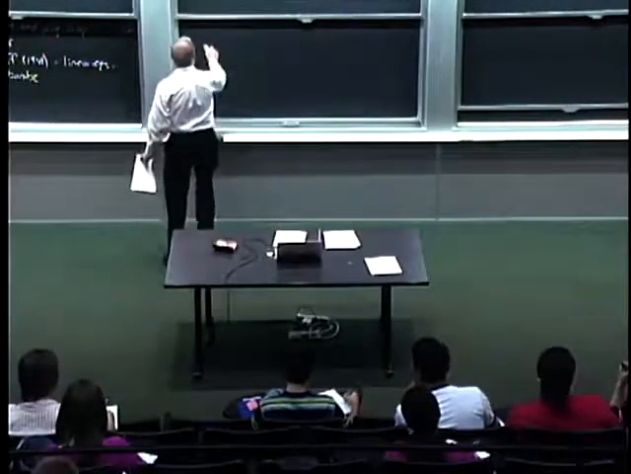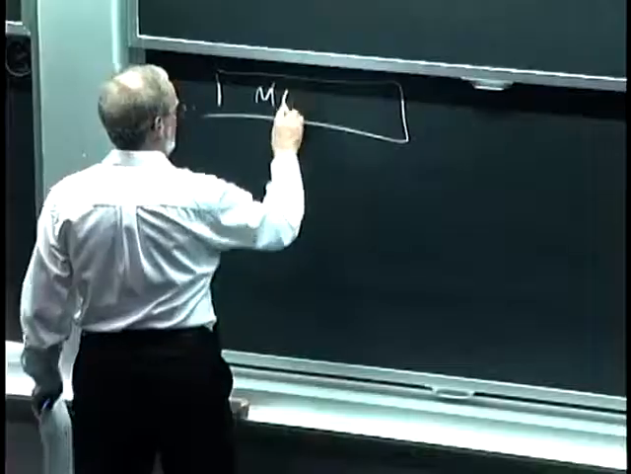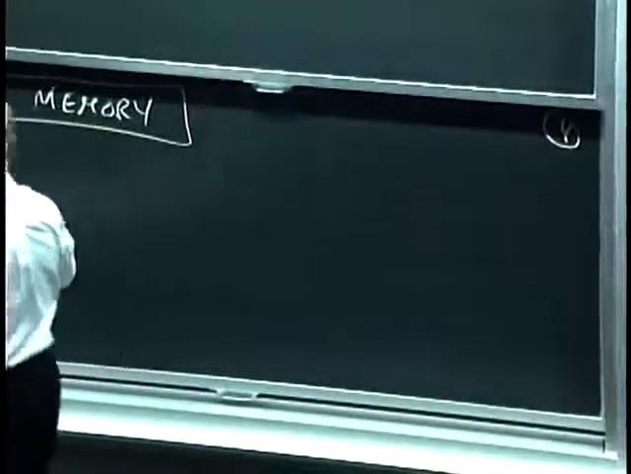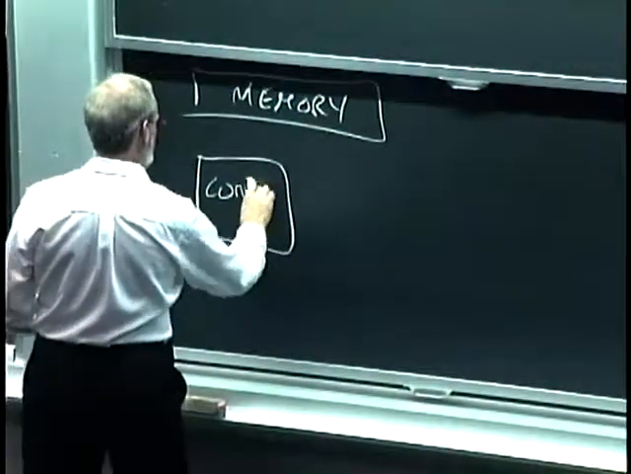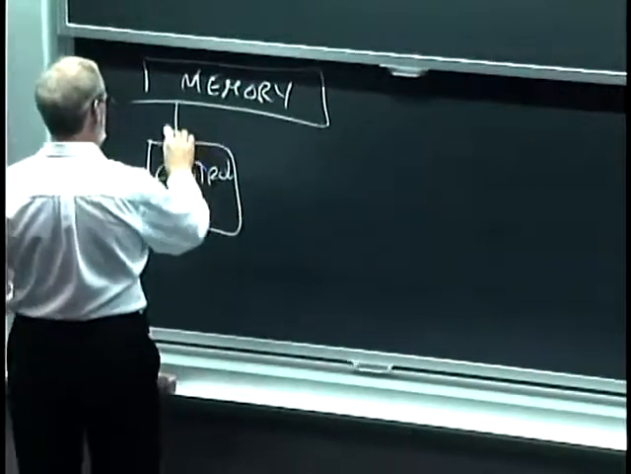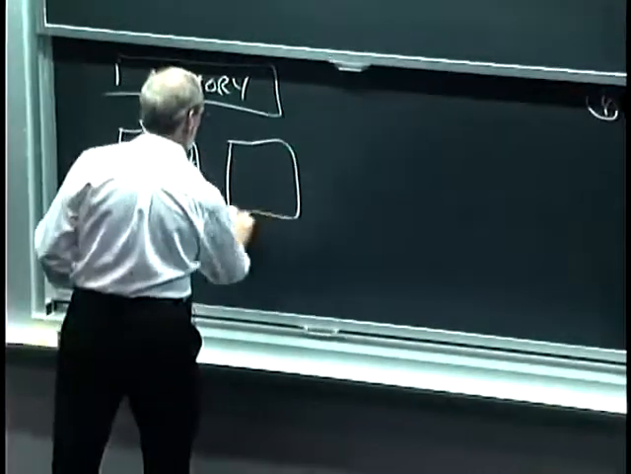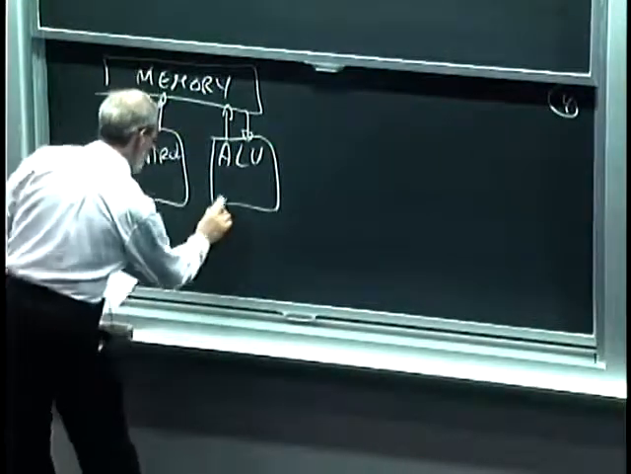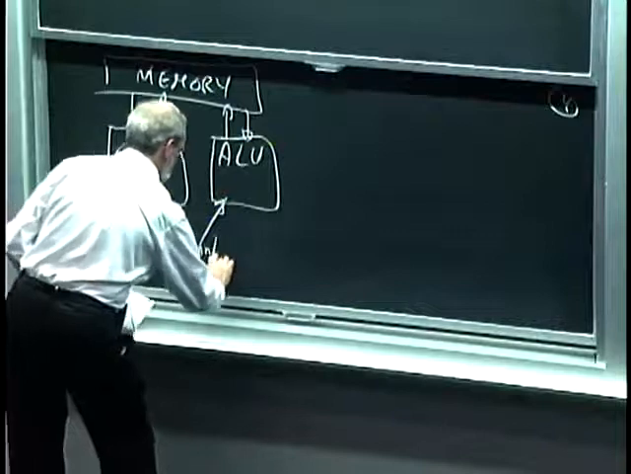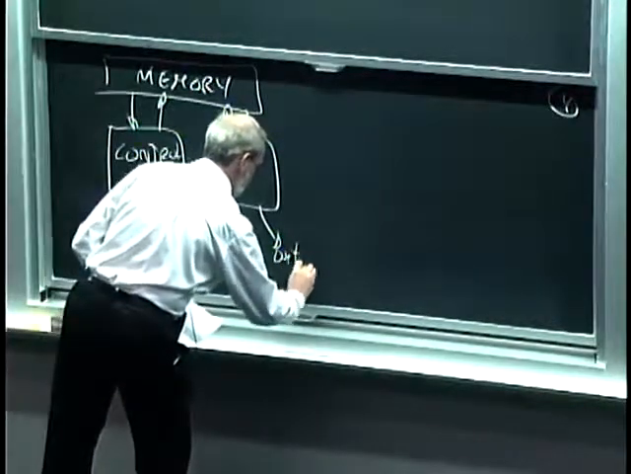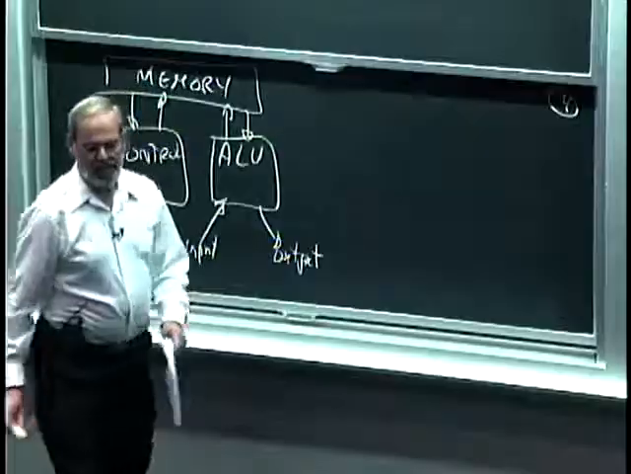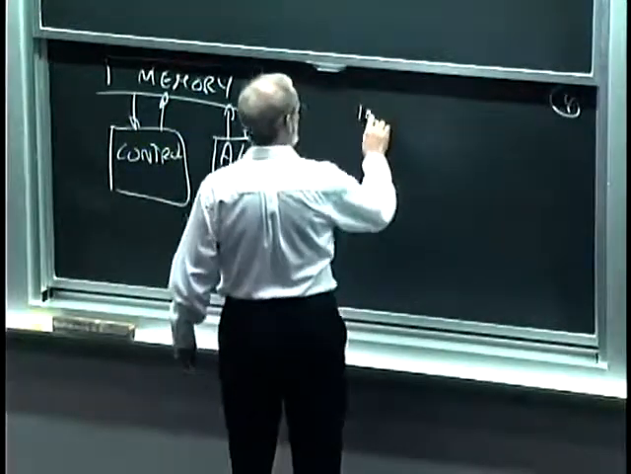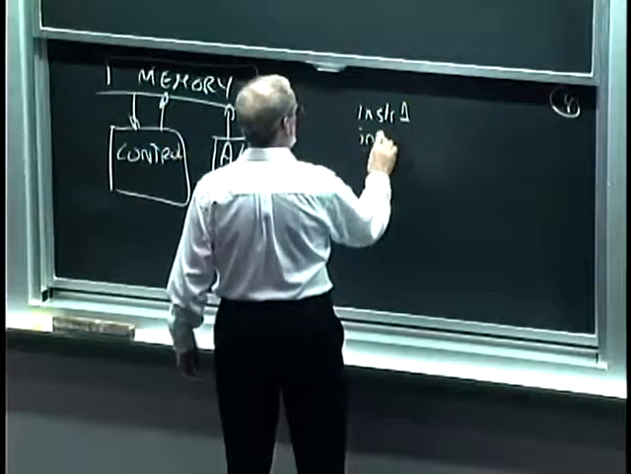Right. Inside of a stored program computer, we would have the following. We have a memory. It's connected to two things, a control unit and what's called an ALU, an arithmetic logic unit. And this can take in input and spit out output. And inside this stored program computer, you have the following. You have a sequence of instructions.